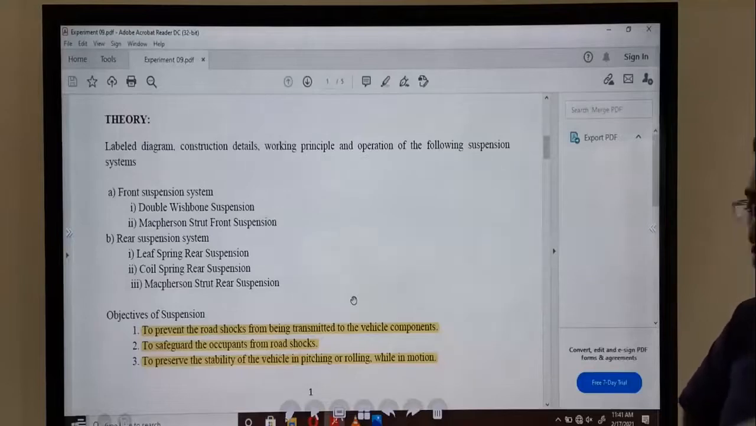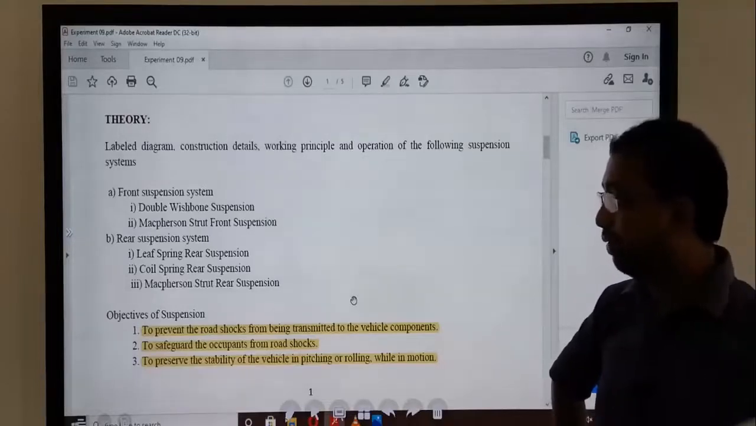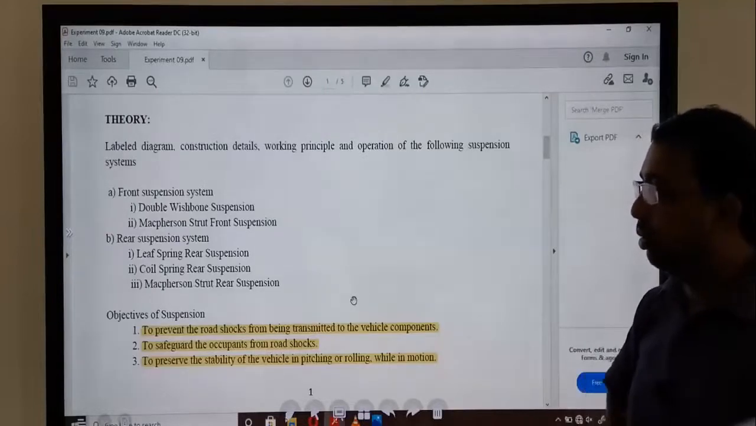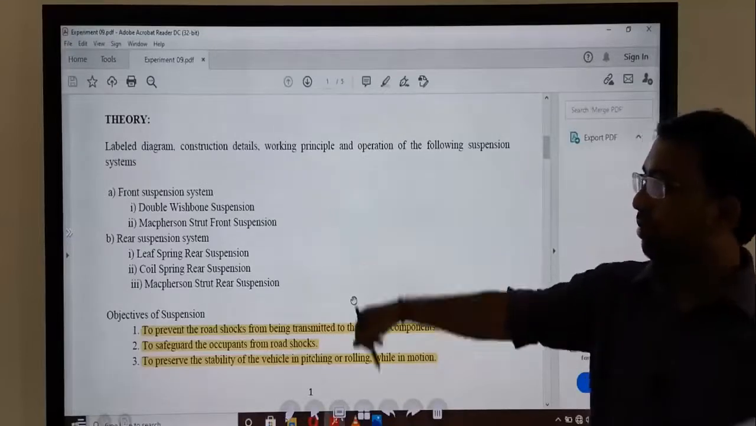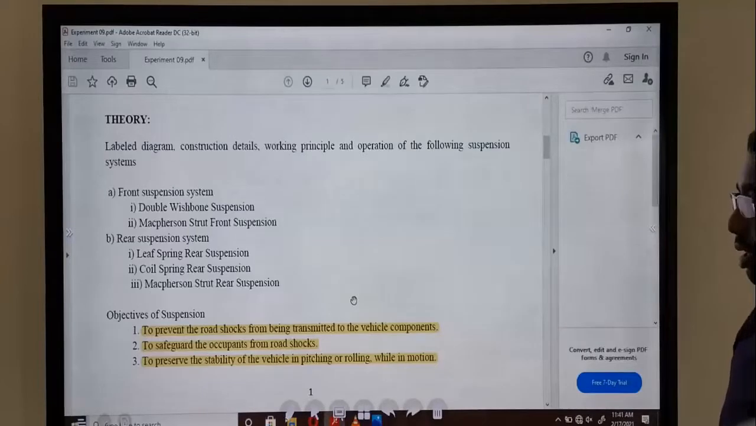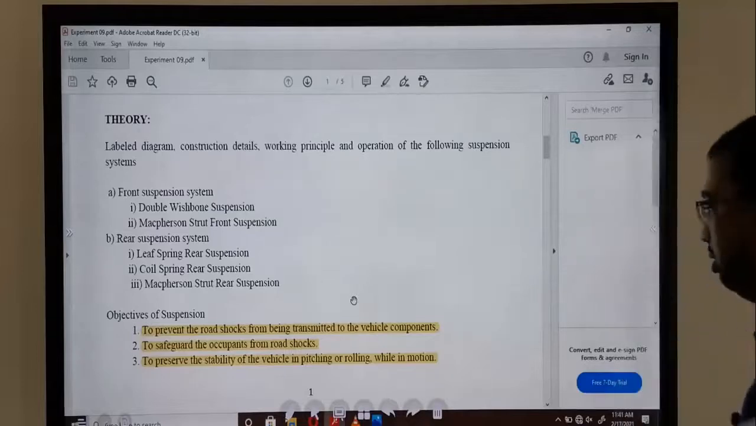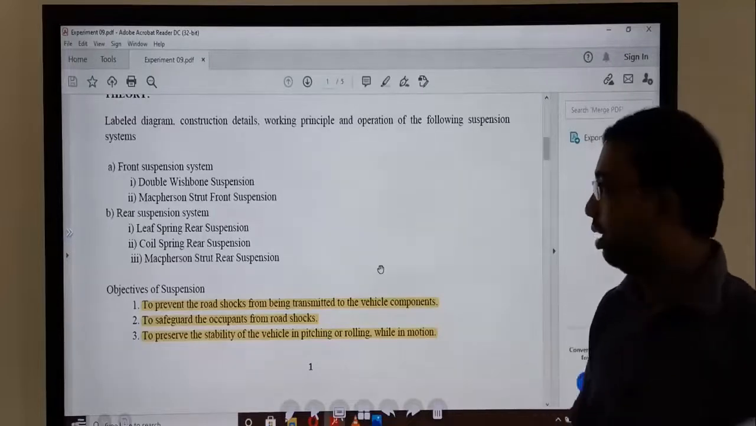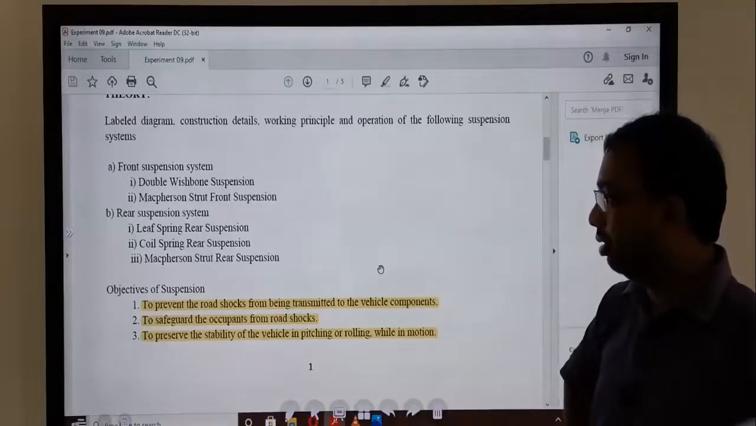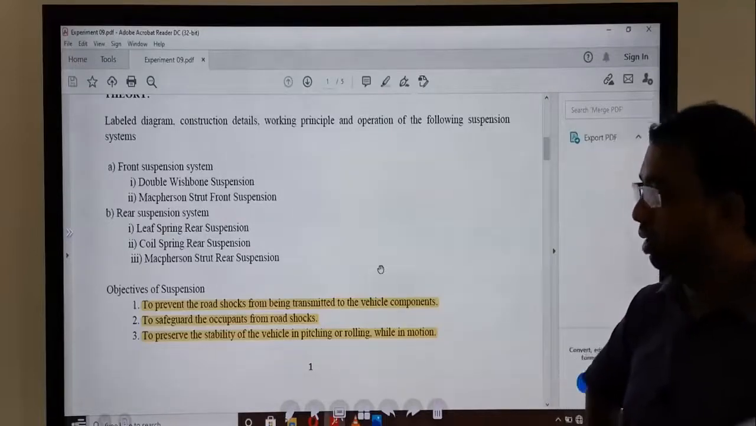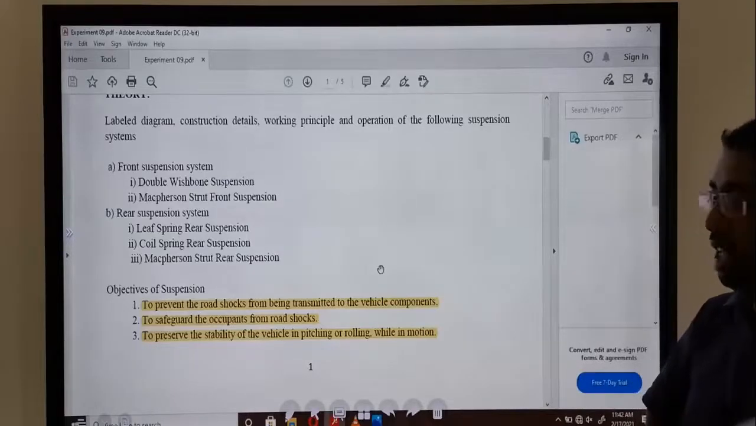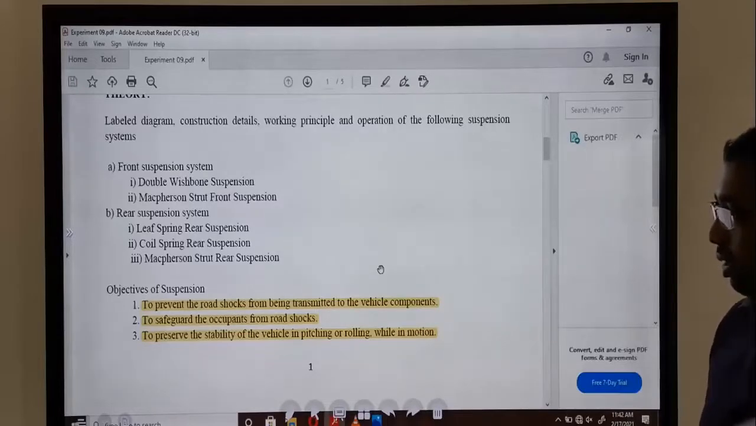So first we categorize the suspension system as the front suspension system and rear suspension system. In the front we mostly use the double wishbone suspension and McPherson strut front suspension. For the rear suspension system, there are three types of suspension widely used: leaf spring rear suspension, coil spring rear suspension, and McPherson strut rear suspension.